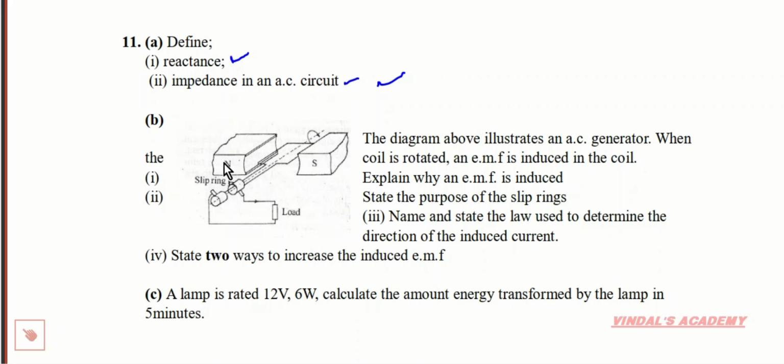Now they say the diagram above illustrates an AC generator when the coil is rotated and EMF is induced in the coil. Explain why EMF is induced. Then EMF is induced because of the relative motion between the armature and the magnetic field, or whenever there is a change in magnetic field linking the coil, then EMF must be induced.